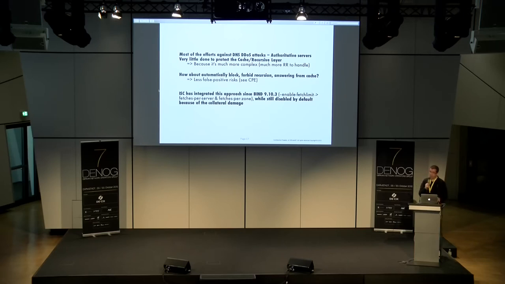So for instance, the fetches per server could be useful if you find that a lot of clients are flooding a specific DNS server. And the fetches per zone is something which could be useful if you are dealing with random query name attacks. As I wrote here, it's still disabled by default because, of course, if you block, you always have a risk of collateral damage. So if you plan to implement it, you need to test and be sure that if something happens, you are ready to take action.